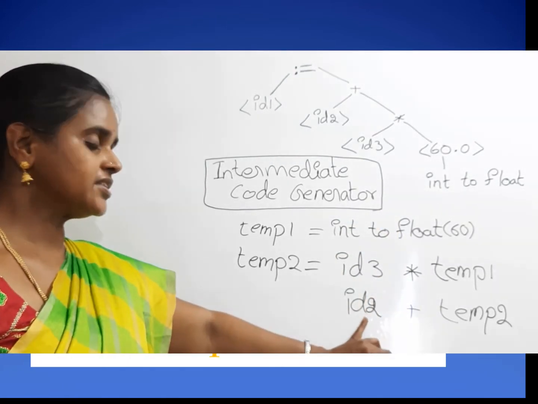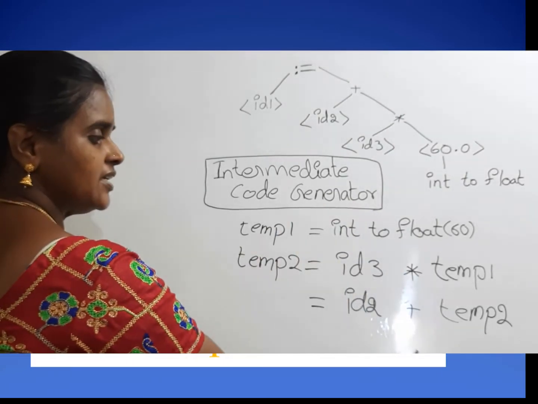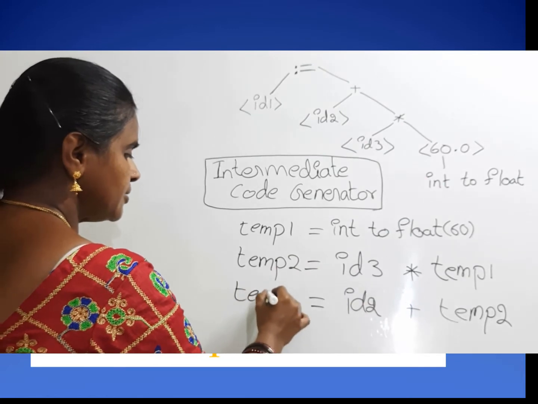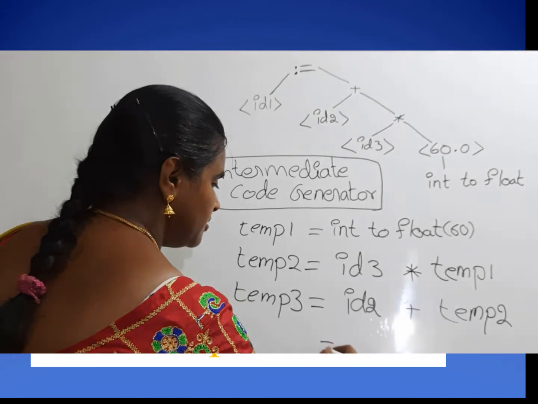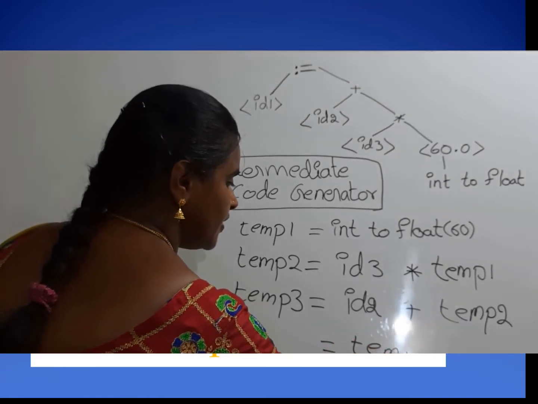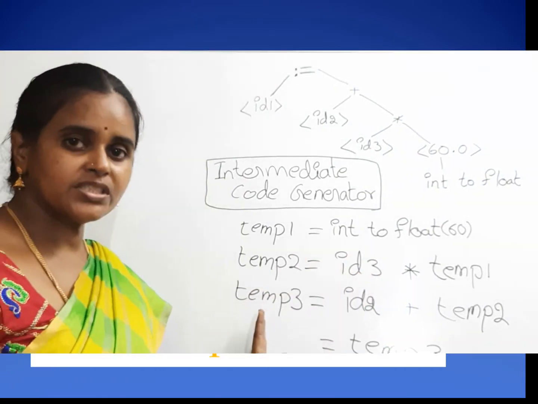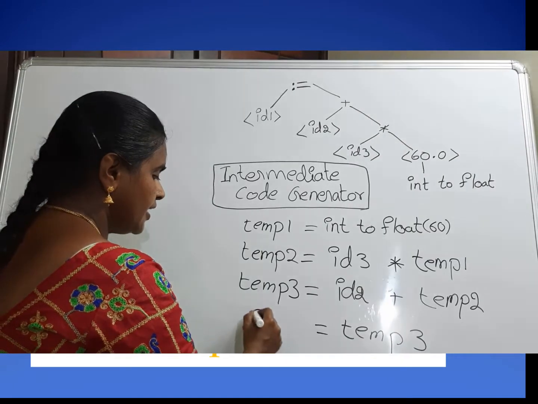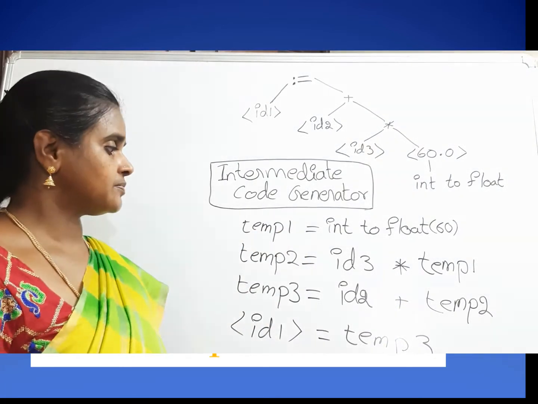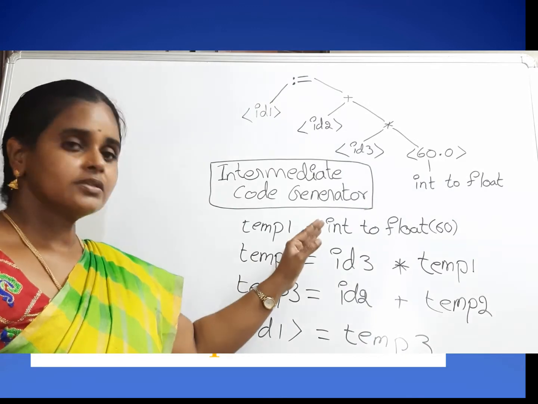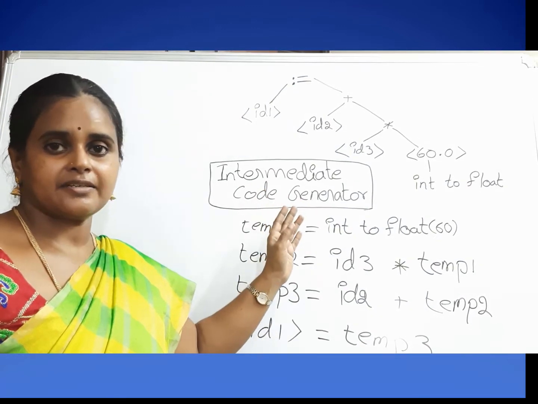ID2 is the initial. Okay, right? So the resultant is stored somewhere else, in a temporary place, that is temporary 3. This temporary 3 value is finally assigned into what? What is our position? That position is nothing but ID1. This is a token representation. So this is nothing but the intermediate code generator.